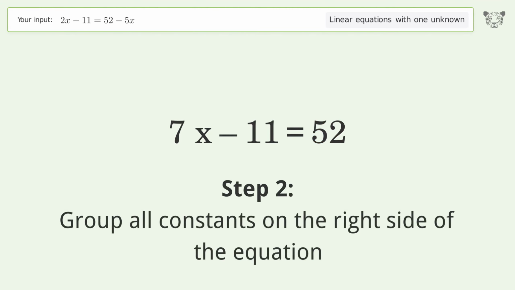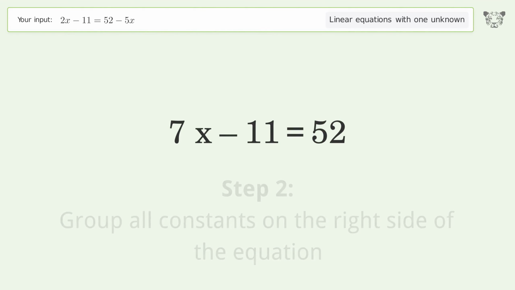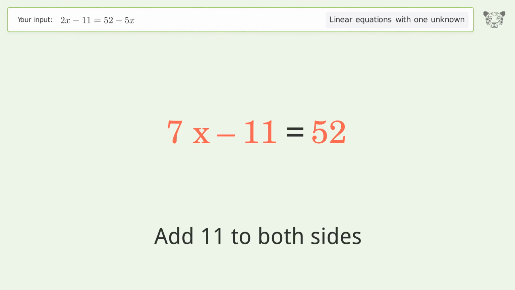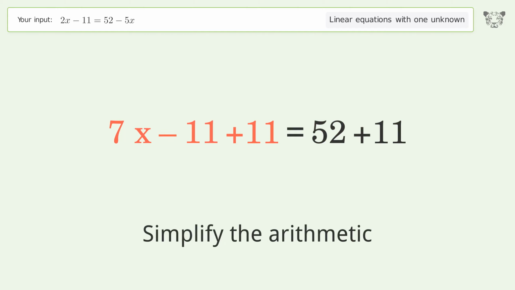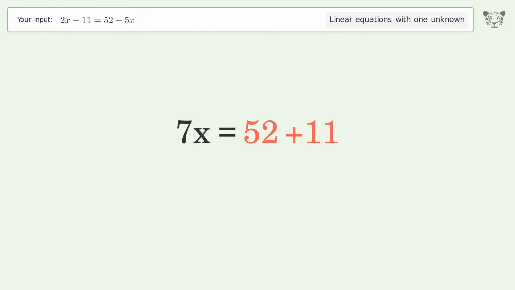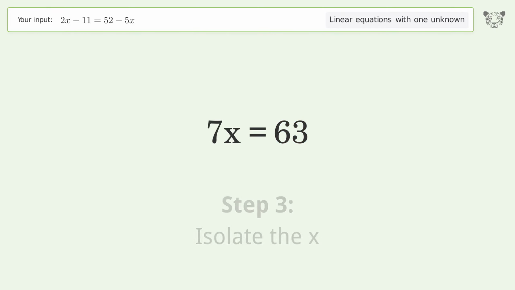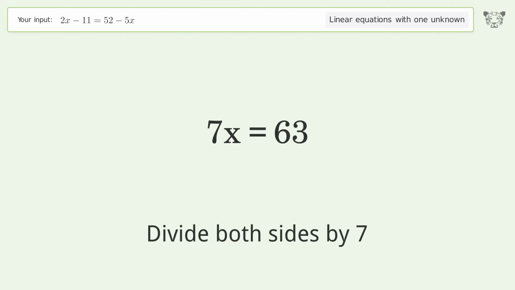Group all constants on the right side of the equation. Add 11 to both sides. Simplify the arithmetic. Isolate the x. Divide both sides by 7.